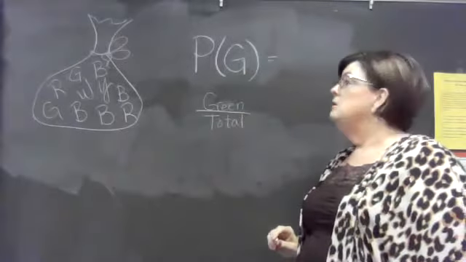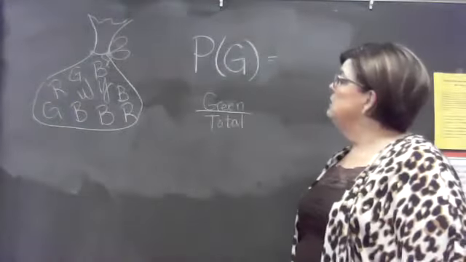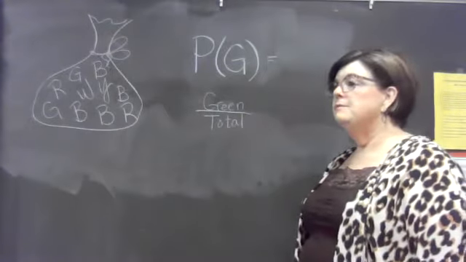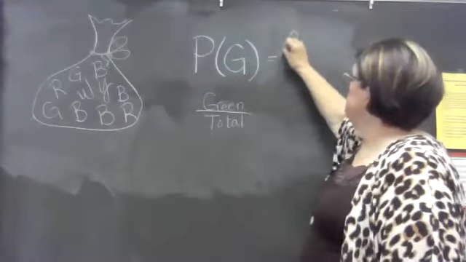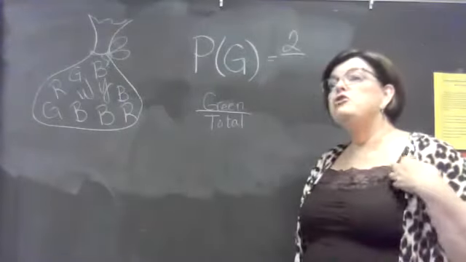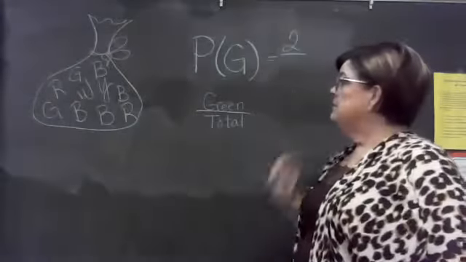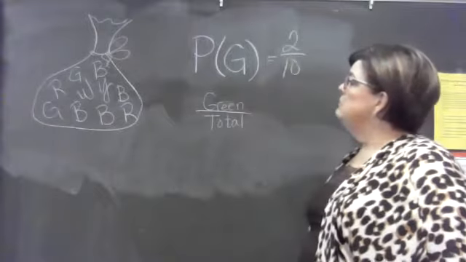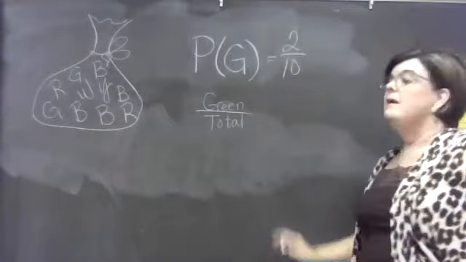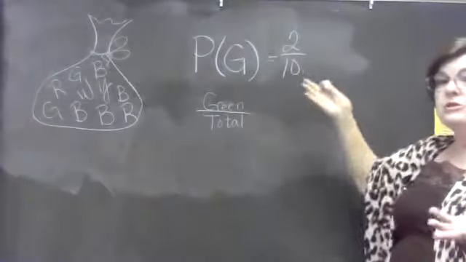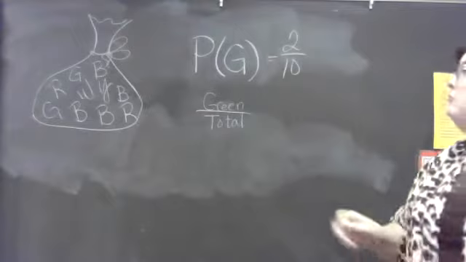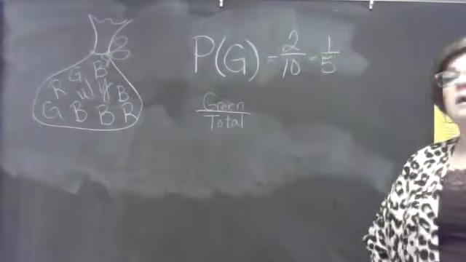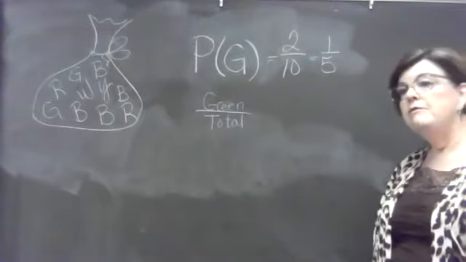Easy enough, right? Okay, so let's count the greens. 1, 2. Do you see 2 greens? So the probability is going to be 2 out of the total that's in there. How many's in there? I think there's 10. 1, 2, 3, 4, 5, 6, 7, 8, 9, 10. Yeah. And you don't leave it. It's like all the fractions that we've ever done. You still simplify your fractions. So the probability is 1/5. Okay, 1/5. Easy enough?